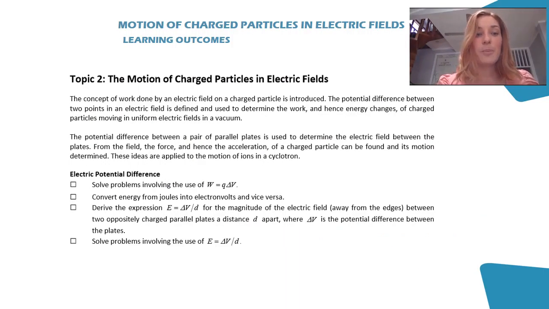Okay, so just to recap, we're looking at topic 2, which is motion of charged particles in electric fields. And in this presentation, we'll be covering the last two of our dot points for this particular section on electric potential difference. So we're looking at the derivation of an expression involving the electric field strength vector, and also how to solve some problems involving the use of that formula.